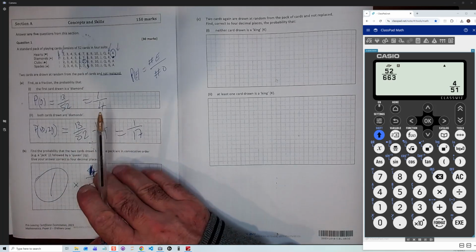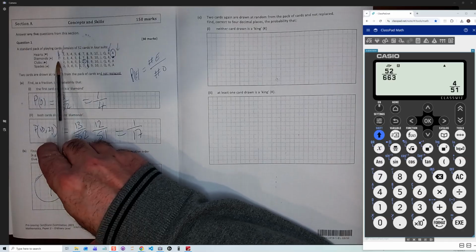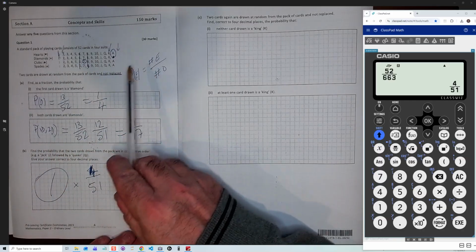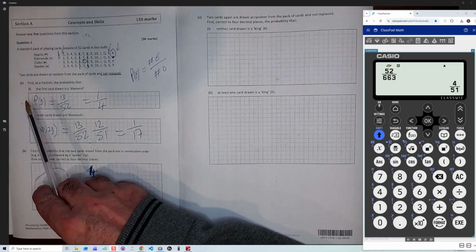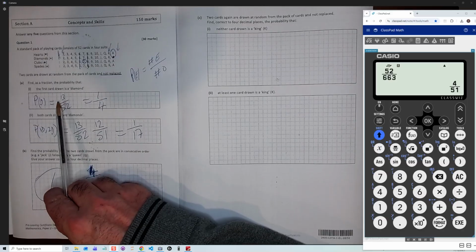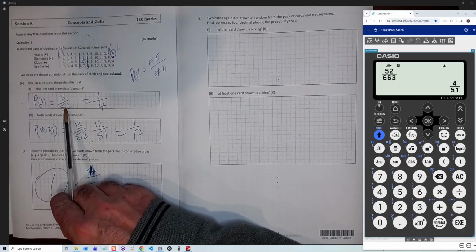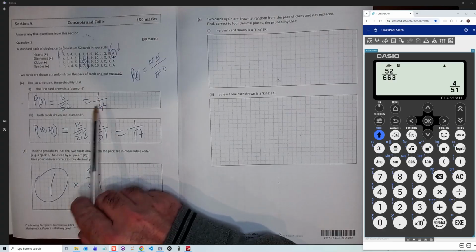Okay, well, you have a full deck there. There are 13 diamonds, so 13 events. So the probability of a diamond is the number of diamonds, which is 13, over the number of outcomes, which is 52. And this reduces to 1 over 4.